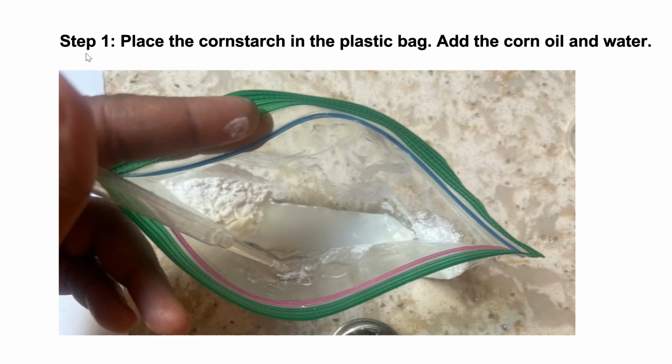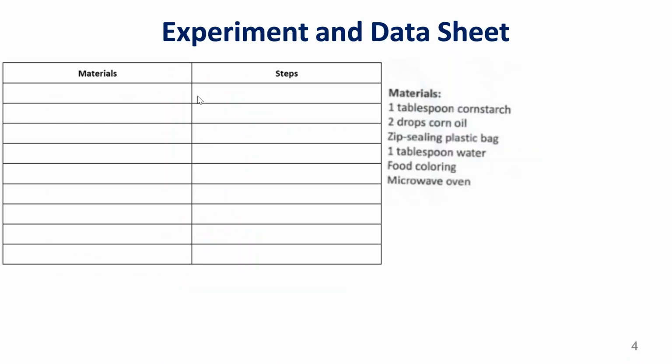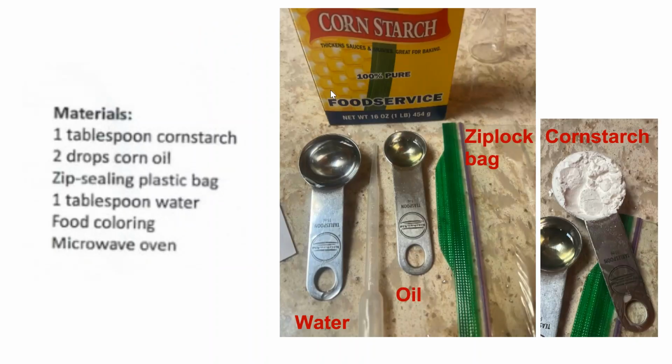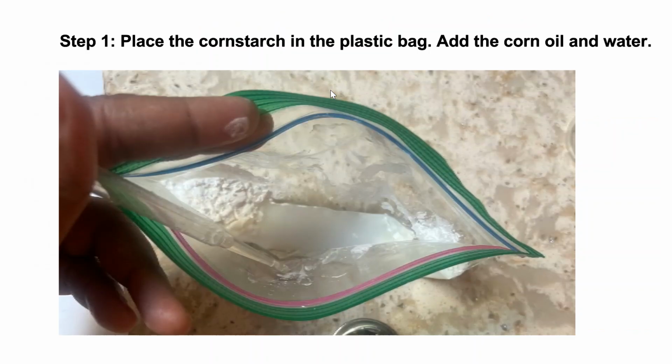Step one. You're going to write step one right here in your data table. Step one says place the cornstarch in the plastic bag, add the corn oil and water. So open up the plastic bag, put your cornstarch in, then the oil, and then the water. This is what you should see at the very end after putting the oil, the water and the cornstarch in the Ziploc bag.